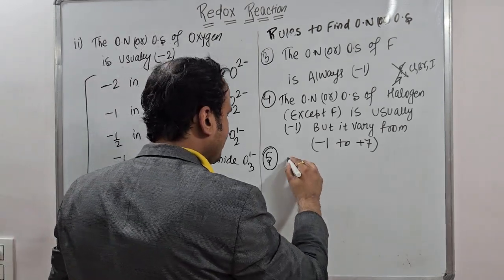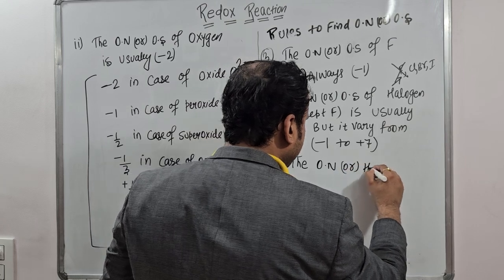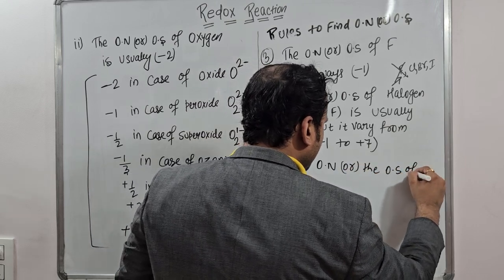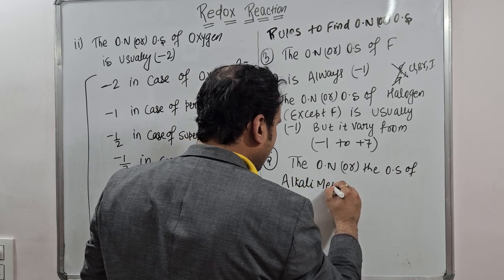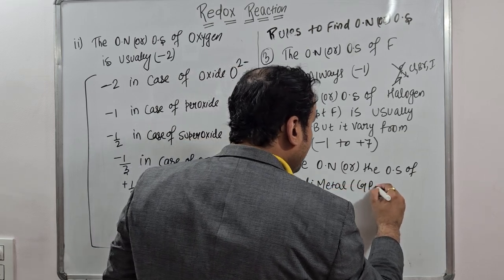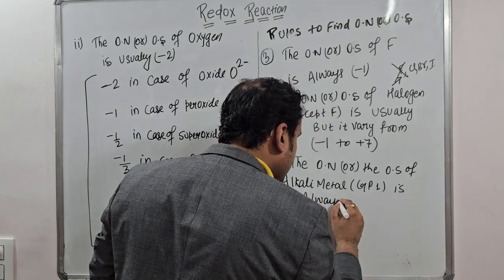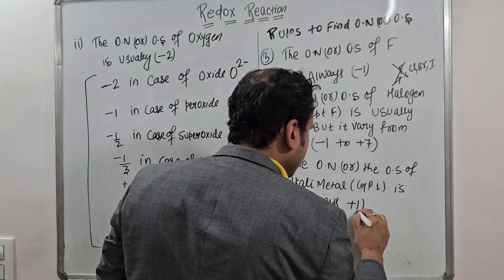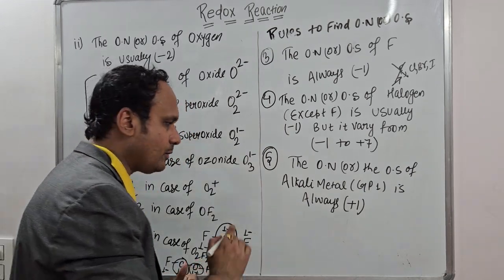Next point, the oxidation number or the oxidation state of alkali metal. And what is alkali metal? Group 1. Whenever I am writing always, it means no exception: always +1. The oxidation state or oxidation number of alkali metal, group 1, is always +1.